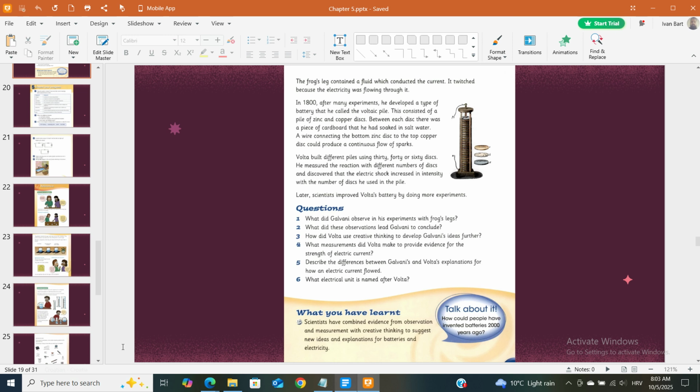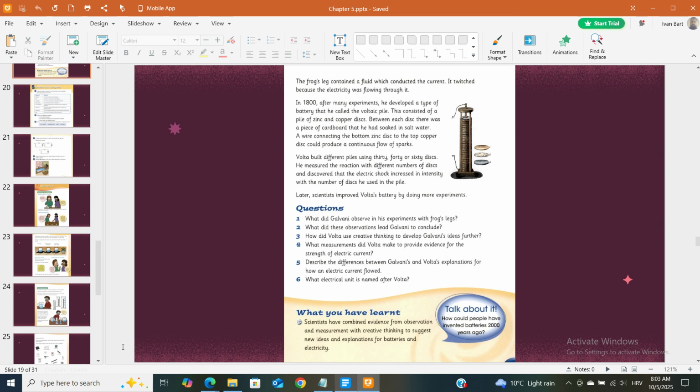4. What measurements did Volta make to provide evidence for the strength of electric current? 5. Describe the differences between Galvani's and Volta's explanations for how an electric current flowed. 6. What electrical unit is named after Volta?